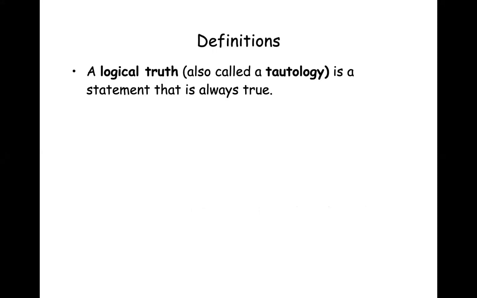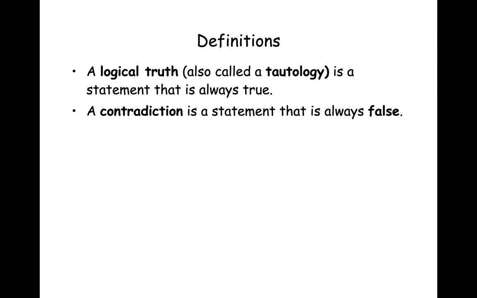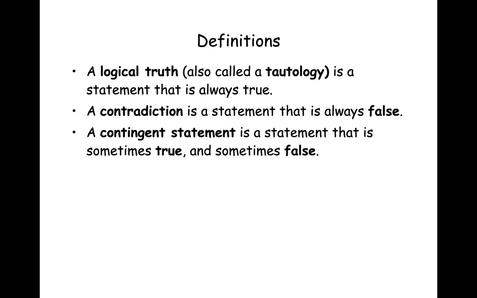A logical truth, which is also sometimes called a tautology, is a statement that is always true, just by virtue of its form. A contradiction, on the other hand, is a statement that is always false, just by virtue of its form. A contingent statement is a statement that is sometimes true and sometimes false.